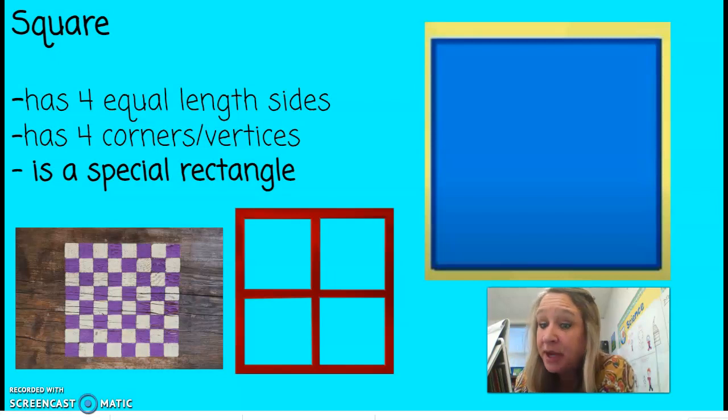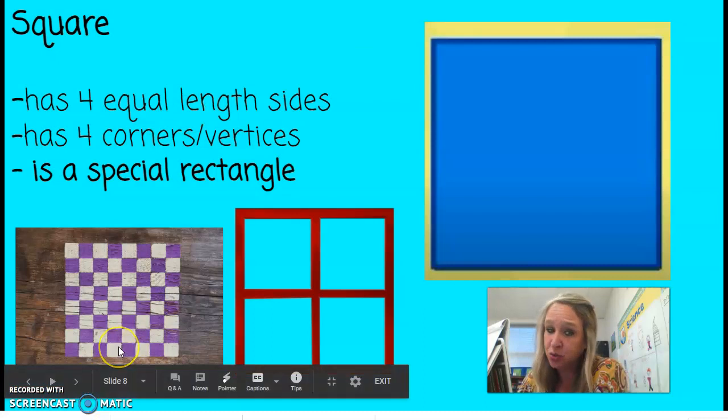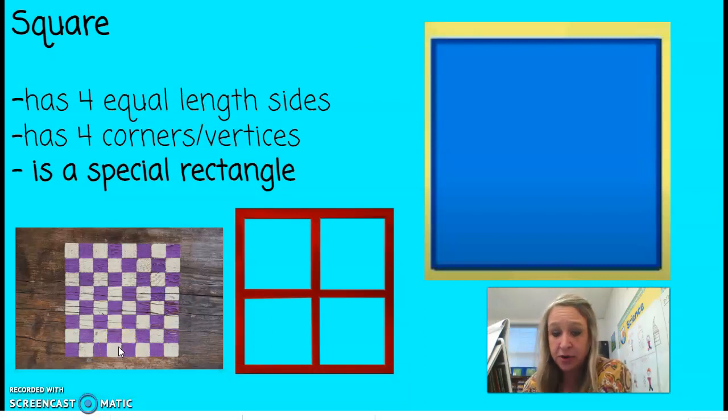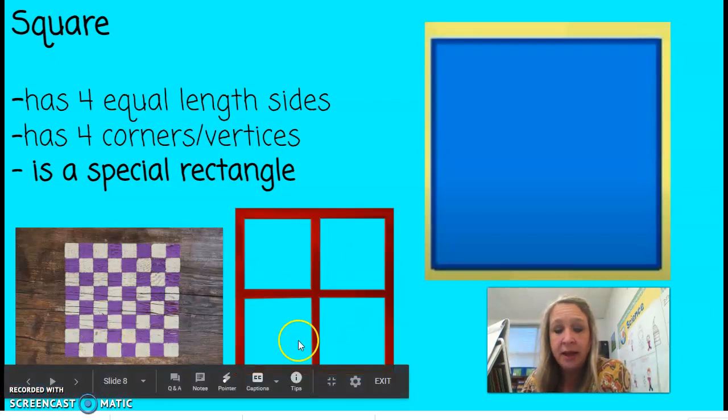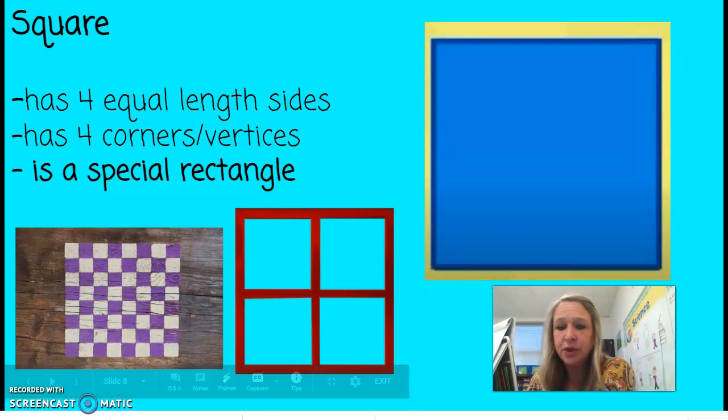It's a special rectangle. Here are some special rectangles, otherwise known as squares, on a checkerboard, on a window pane, and this big blue one right here, square.